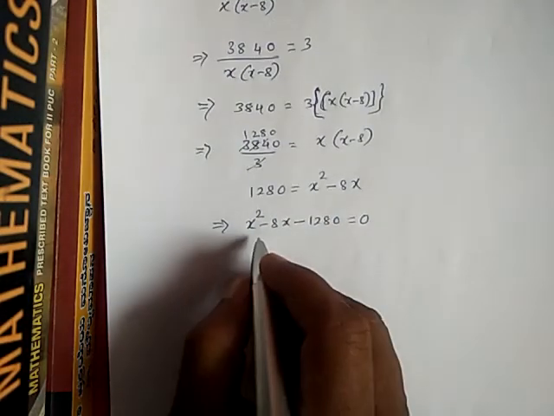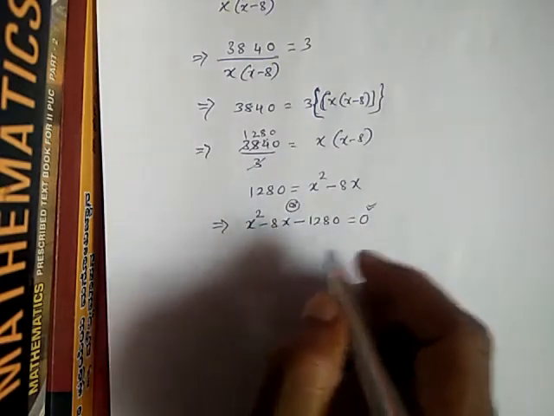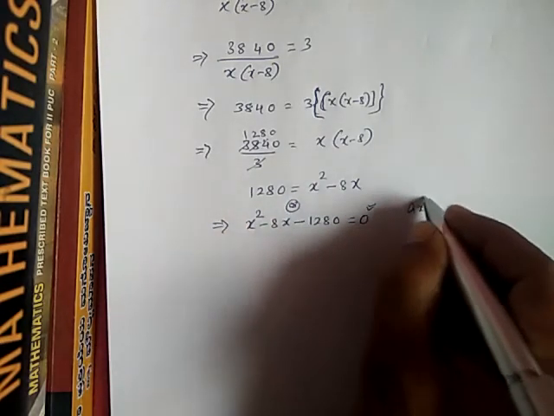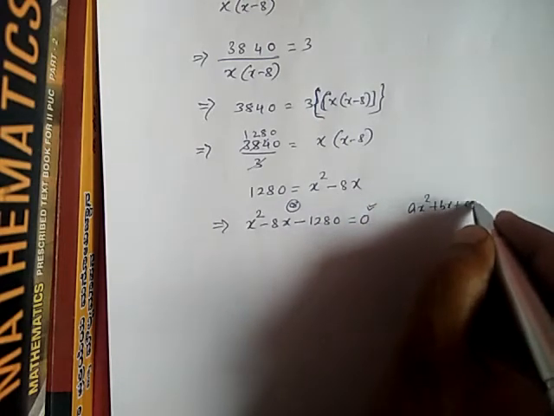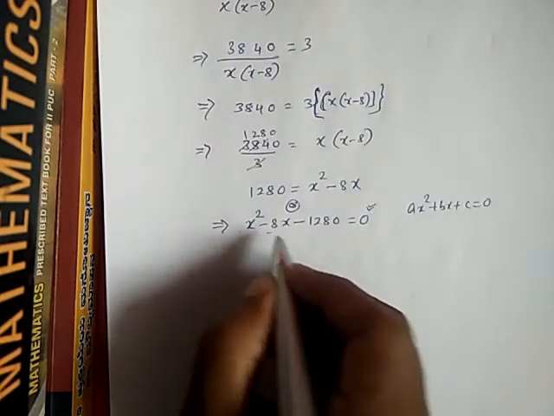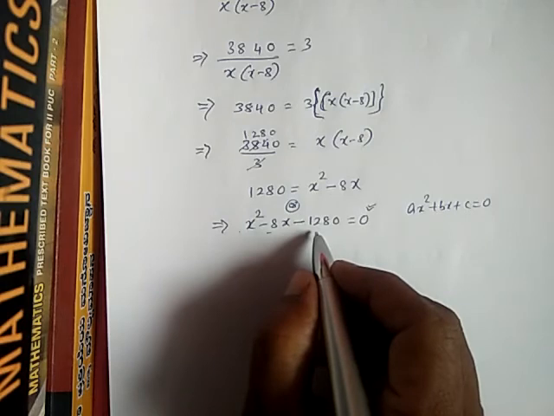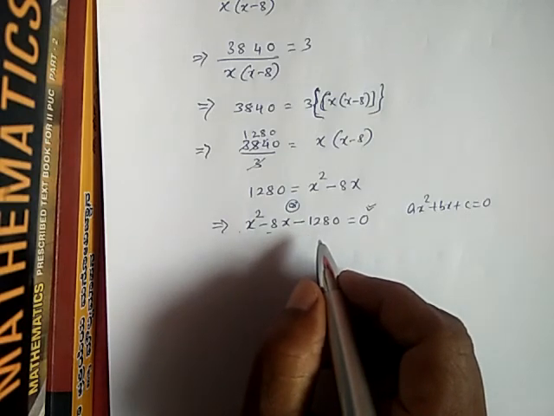Okay, so this is the quadratic equation which we required. Both are the same, this or this. It is in the form of ax square plus bx plus c equal to 0. If you compare with this one, what is a here? 1. What is b here? Minus 8. What is c here? Minus 1280. Thank you.